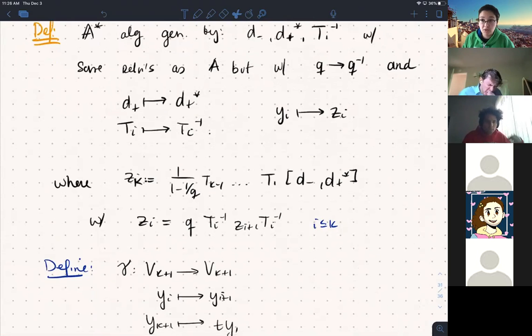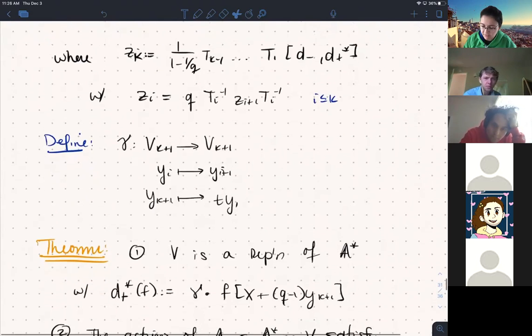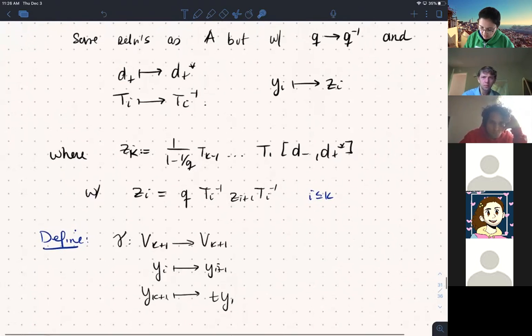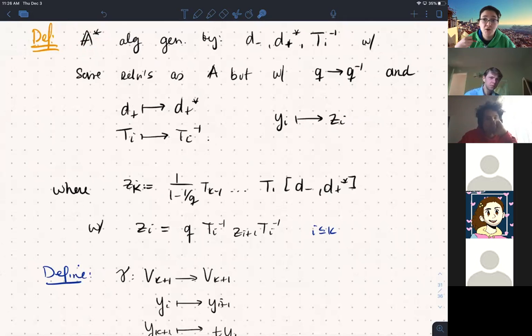Thank you. Yeah, absolutely. Once we have this algebra, we want to define a new operator. The reason for that will become apparent in a second, but we need to define an operator gamma that's basically just going to move the yi's around. It's going to rotate them. It's going to send yi to yi plus 1 and yk plus 1 to yi times t. Why is this important? You might remember that, or you might not, but I'm telling you that in the relations for the algebra A, and therefore in the relations for the algebra A star, there are no t's.